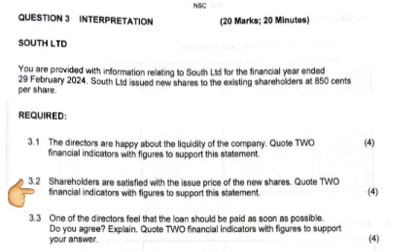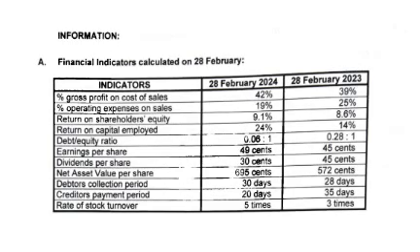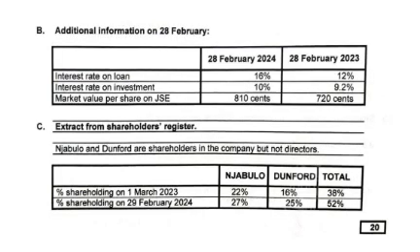In 3.2, it says shareholders are satisfied with the issue price of new shares. Quote 2 financial indicators with figures to support the statement. Remember, at the beginning they told us we issued new shares at 8.50 cents per share. So why are they happy with that 8.50? We are looking at return financial indicators here. So we are going to look at my net asset value per share, which is 6.95 cents. So the value of my shares is actually 6.95, and I sold something that is worth 6.95 at 8.50. So you see why the shareholders are happy.